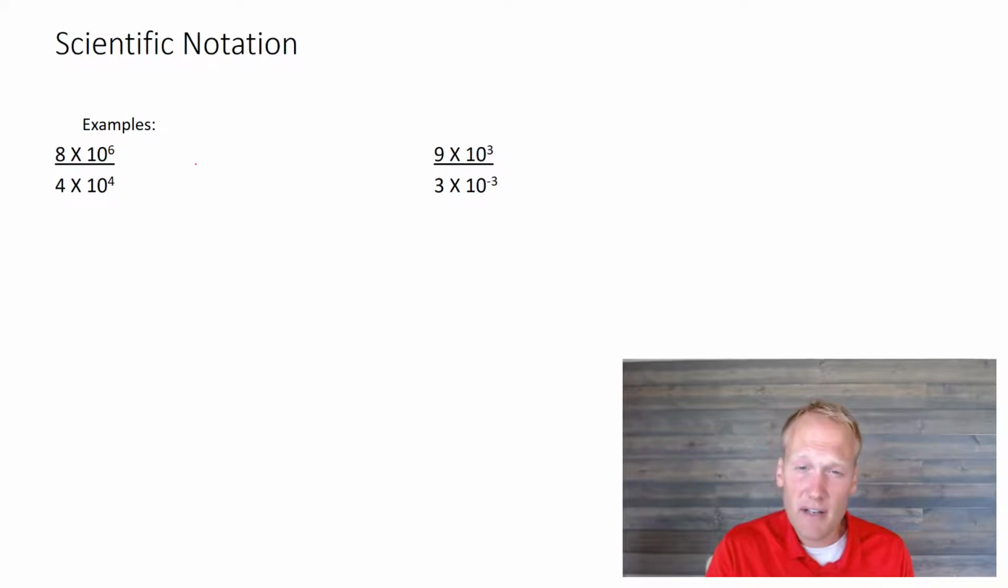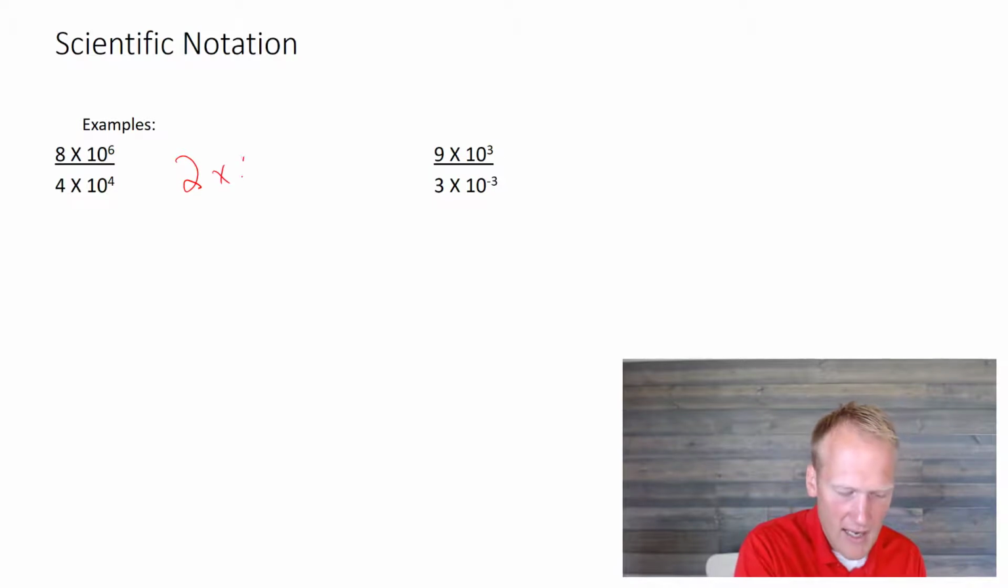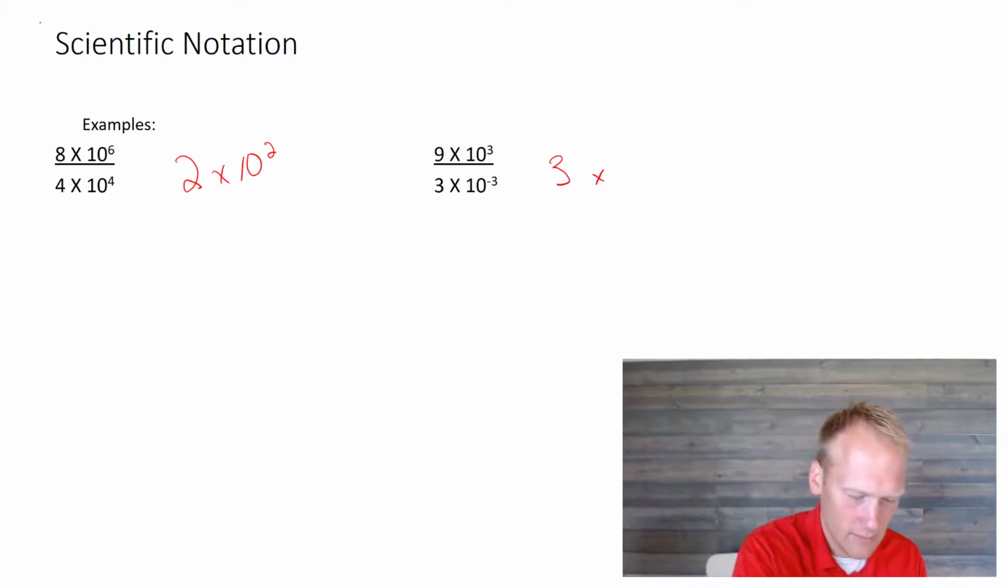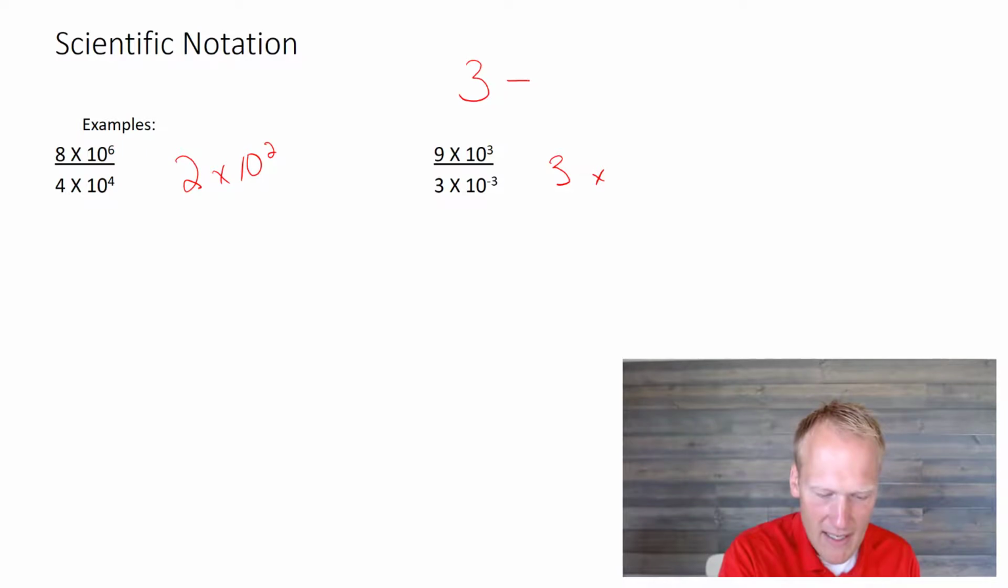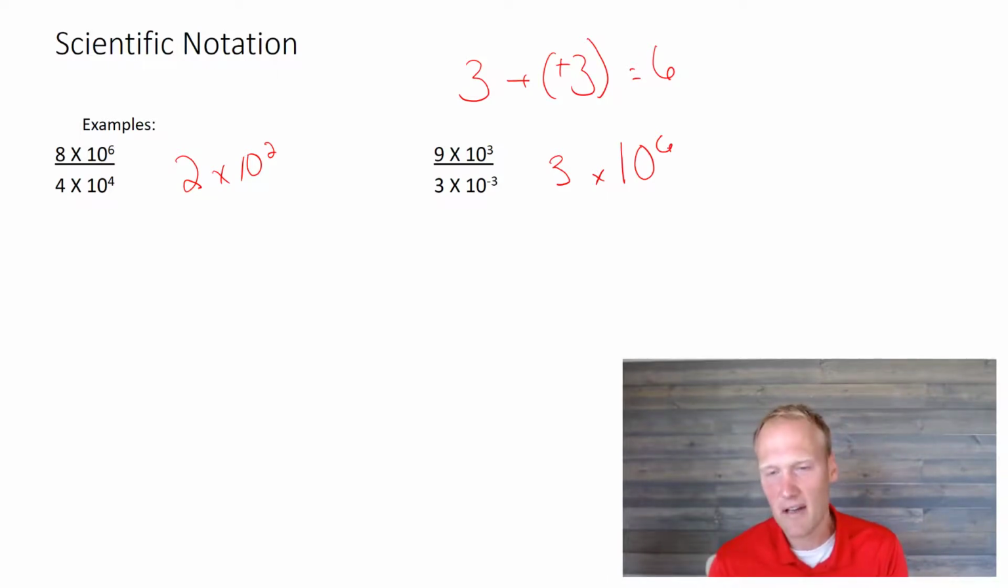Division is similar but a little different. We divide the numbers. 8 divided by 4 is 2. And then we subtract the exponents. So 6 minus 4 would be 2, and that would be our number. 9 divided by 3 is 3. 3 minus negative 3. Got to be careful here. 3 minus a negative 3 means this would be plus, so that's a 6. So this would be times 10 to the 6th. That's another one that can be a little tricky, and the calculator, as long as you're using the EE button correctly, can be very helpful for you.